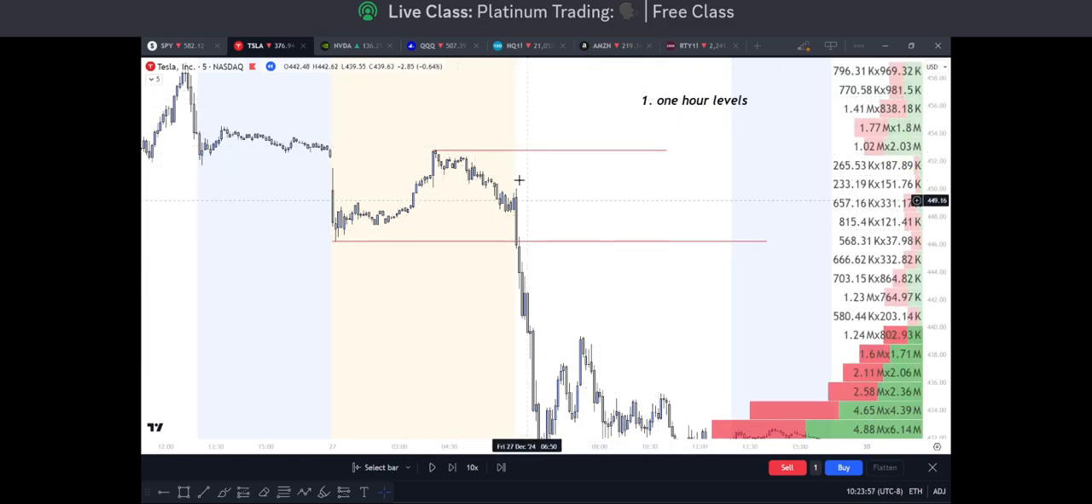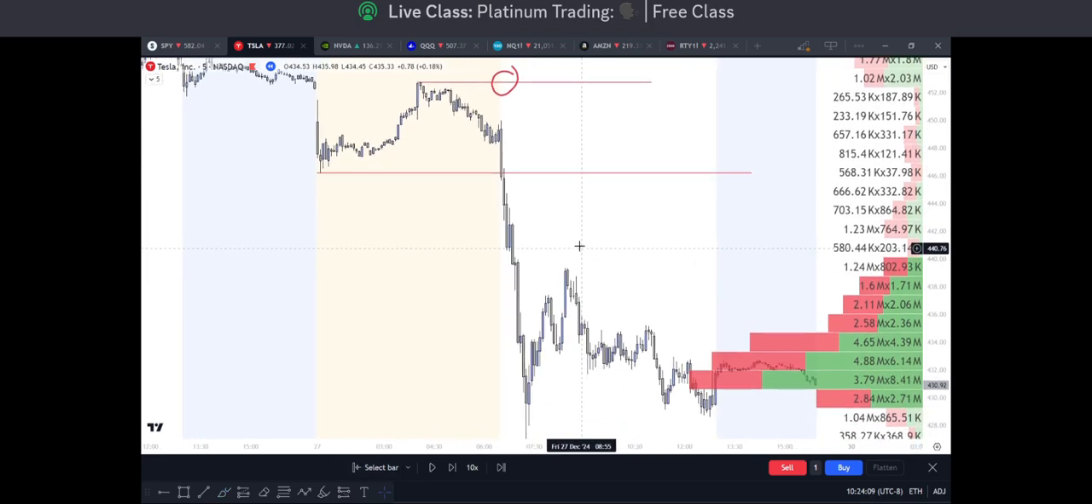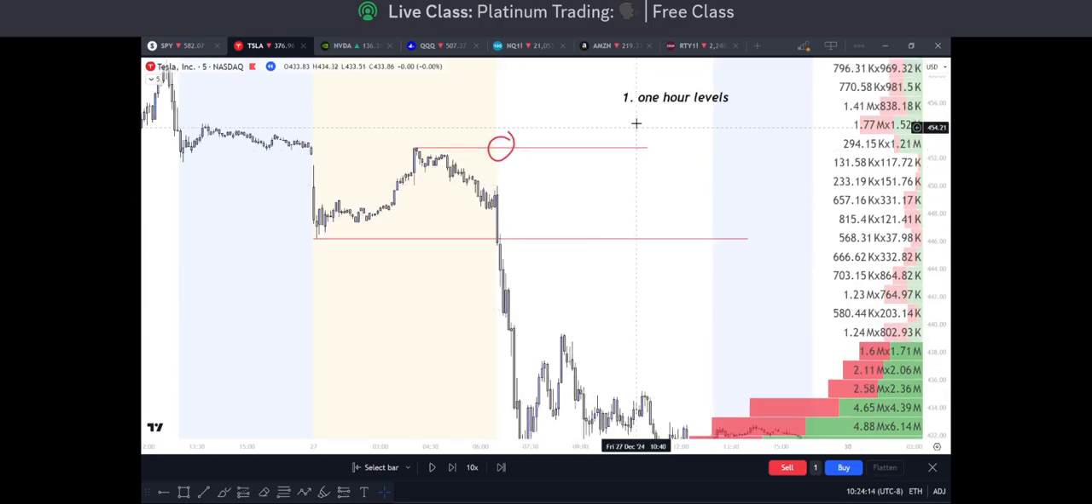I look for a key break of either of these levels, either the high or the low. And in this case, we took out the low, correct? And we got a pretty strong break. So my main interest right now is going to be a break to the downside. We want to see continuation on Tesla.